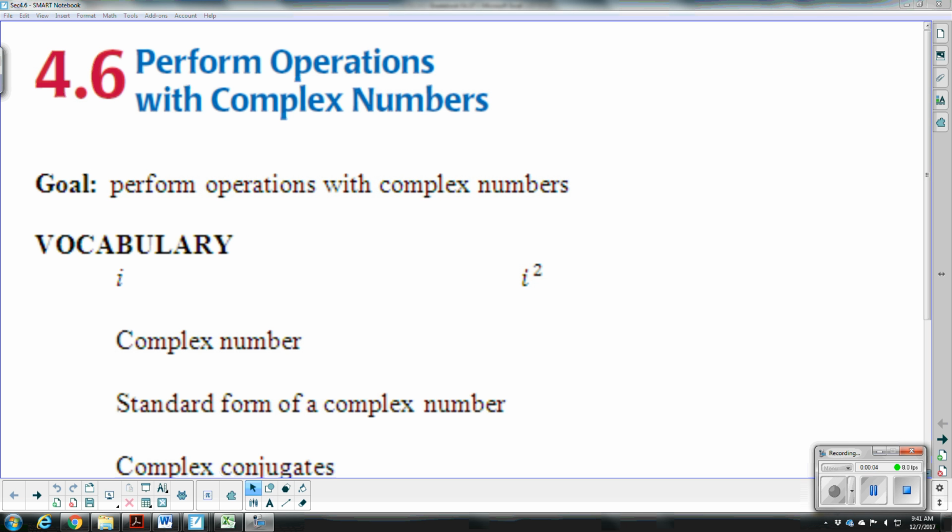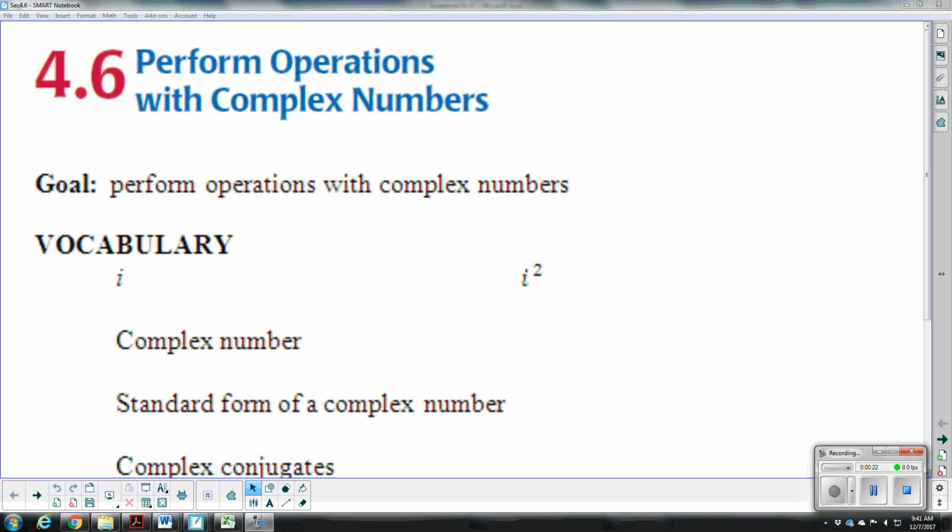Ideas. This is 4.6, operations with complex numbers. It kind of stems from 4.5 and the multiplying and dividing radicals. So you'll need all of those. If you missed any of those lessons, please go back and watch those videos.